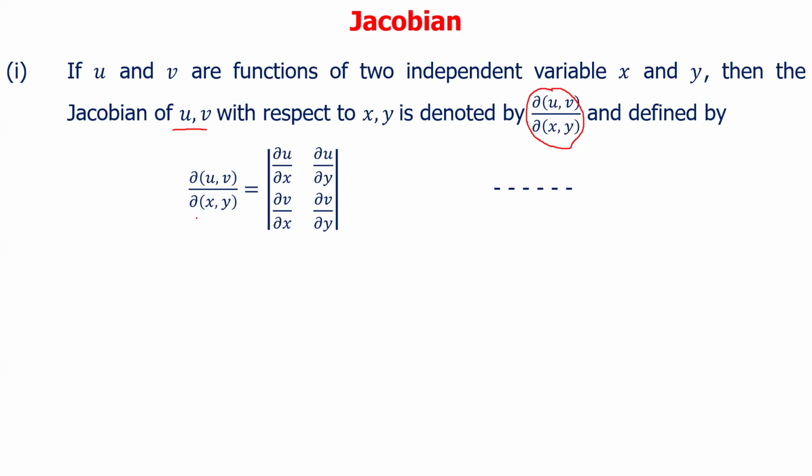the Jacobian of u, v with respect to x, y, which is equal to the determinant of the partial derivative of u with respect to x, partial derivative of u with respect to y, partial derivative of v with respect to x, and partial derivative of v with respect to y. So this is called the Jacobian of two dependent variables u and v with respect to x and y.